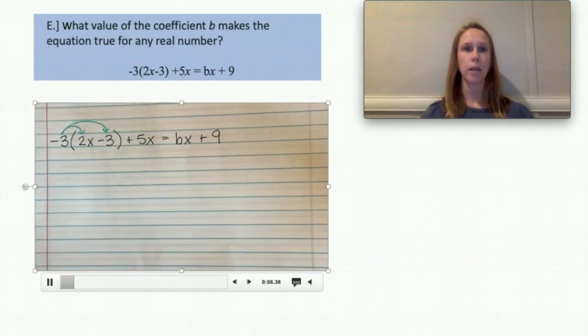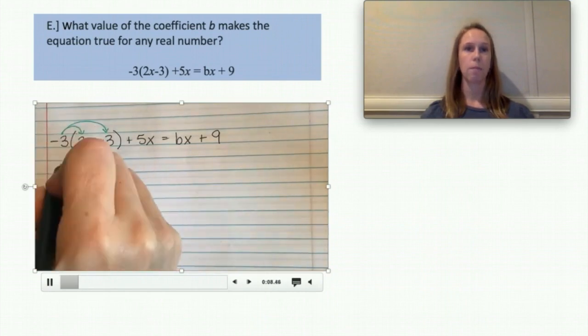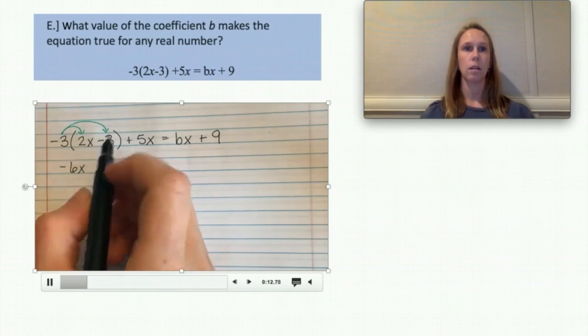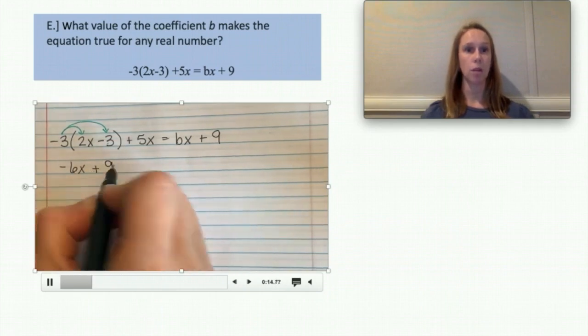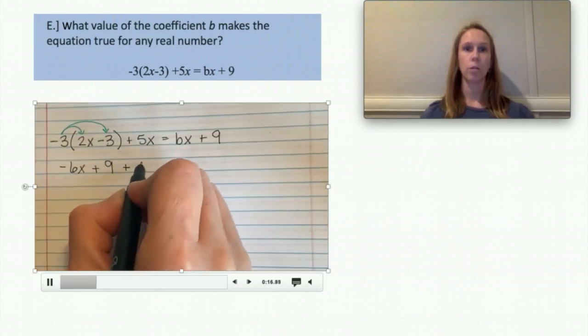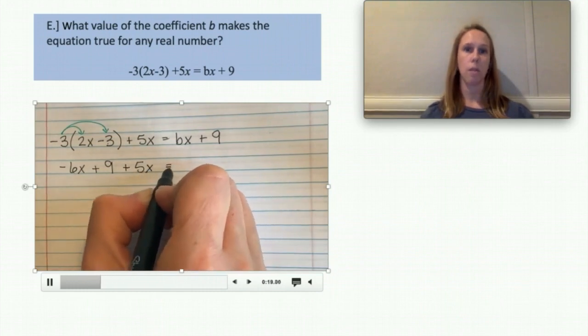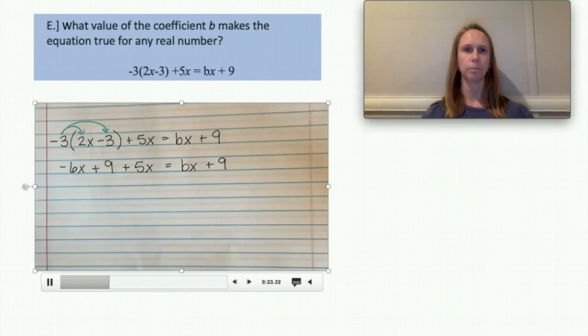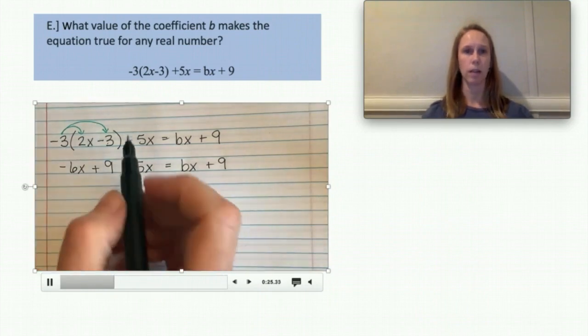And when I distribute that negative 3 to both terms in parentheses, I end up with negative 6x. Negative 3 times negative 3 is positive 9. And then the rest of the equation gets copied down just like it is. I'm not ready to do anything with that part yet. And now I can combine like terms.